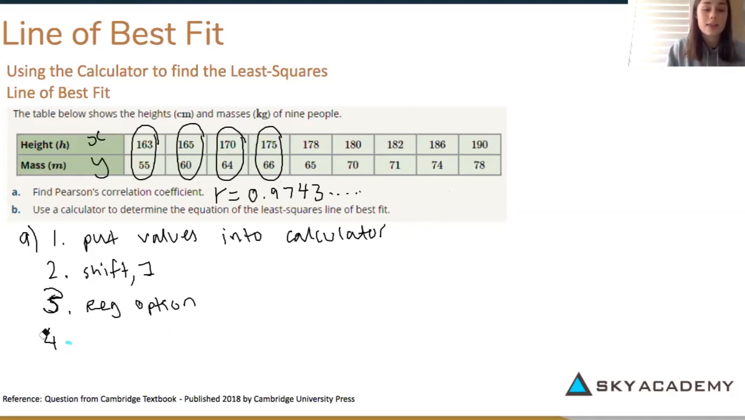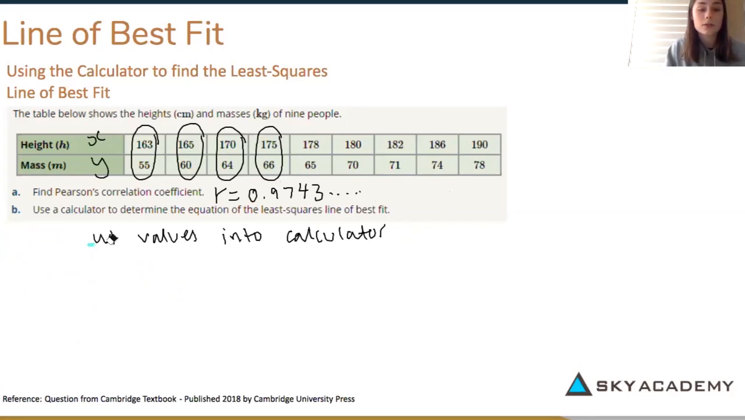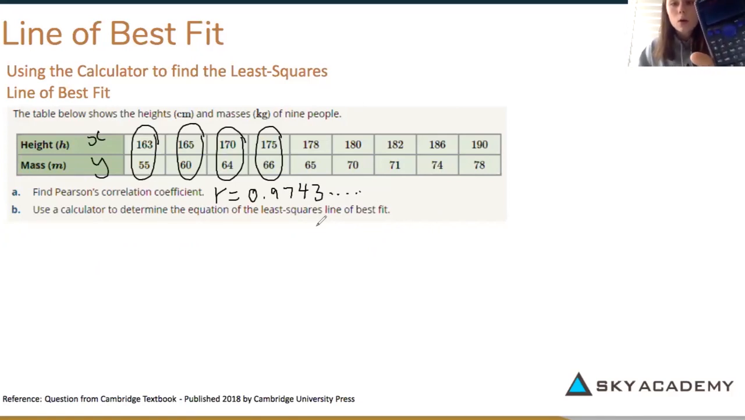Once I've done that, I'm going to erase this so I have more room for question B. Question B says, use a calculator to determine the equation of the least squares line of best fit. So when I am doing question B, I am going to keep all the values I put in question A. By checking that, I still have a 0 there, which means I still am in stat mode, which means all my values are still there.